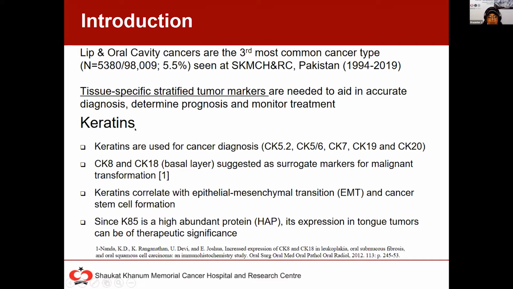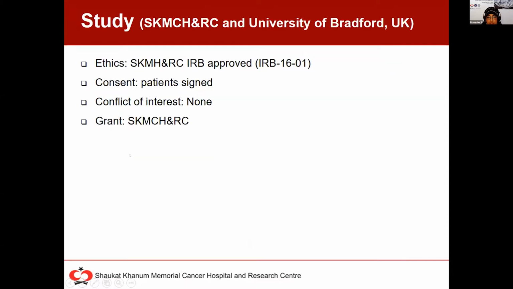Many studies have evaluated keratins as cancer markers. These are used for cancer diagnosis. Keratins correlate with epithelial mesenchymal transition and cancer stem cell formation. Since K85 is a high burden protein, its expression in tongue tumors can be of therapeutic significance.